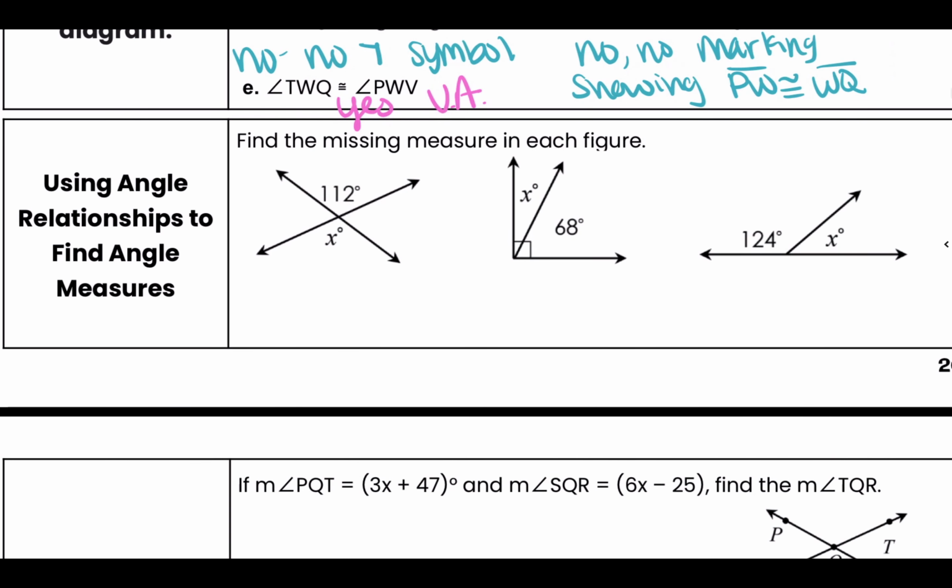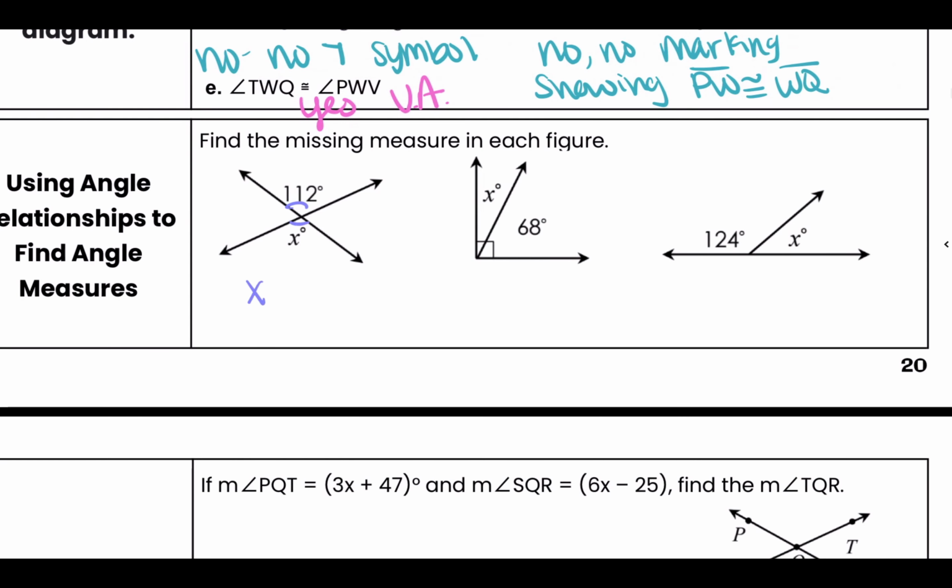Find the missing measure in each figure. So vertical angles are congruent, so x is 112 degrees. In this picture, we know that this box means 90 degrees for the whole thing. So 90 minus 68, we know that x has to be 22 degrees.